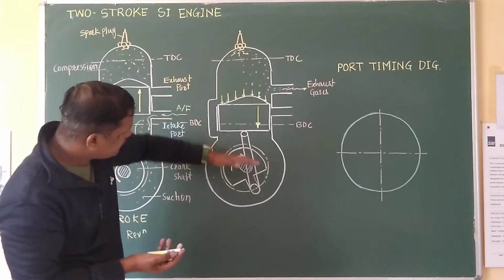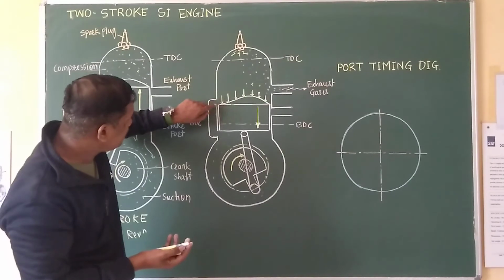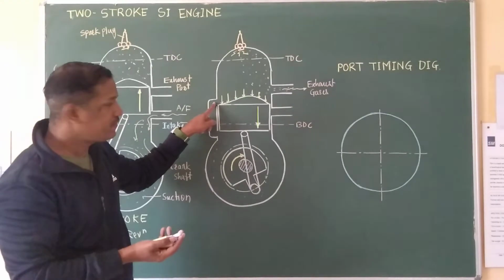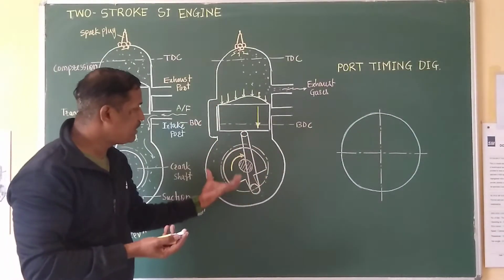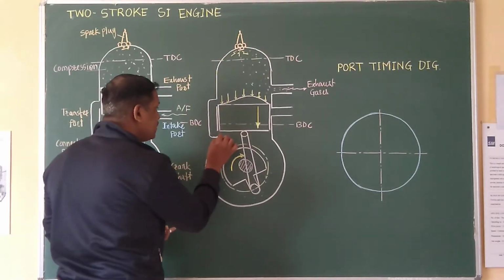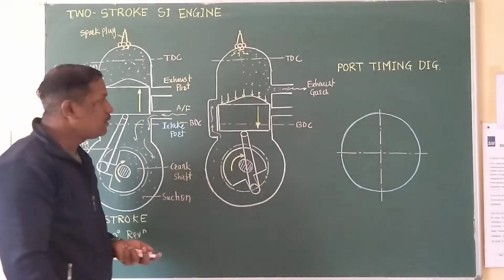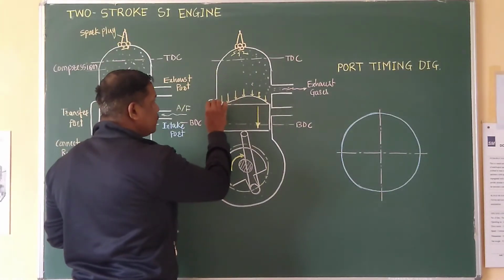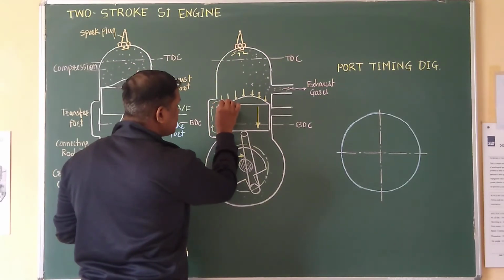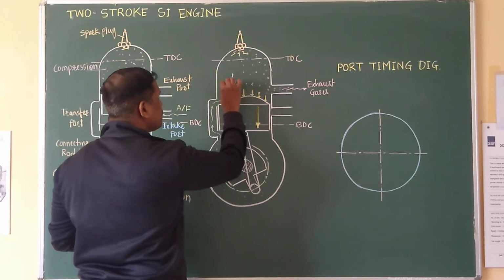Here the transfer port is closed, the intake port is closed, and with further downward motion of the piston, whatever charge is stuck inside the crankcase gets pressurized, because there is no space to go out. Transfer port closed, intake port closed, and whatever the piston movement, it is pressurizing this suction charge.